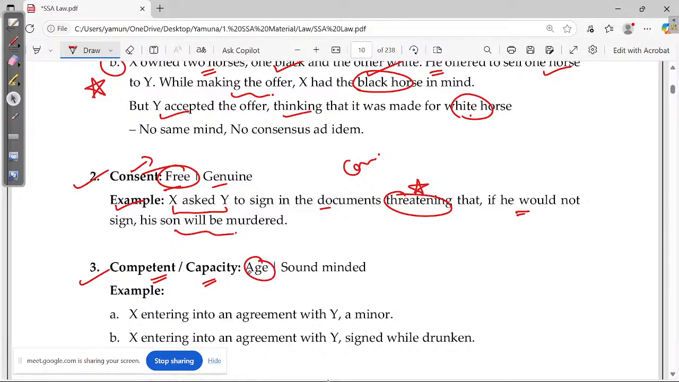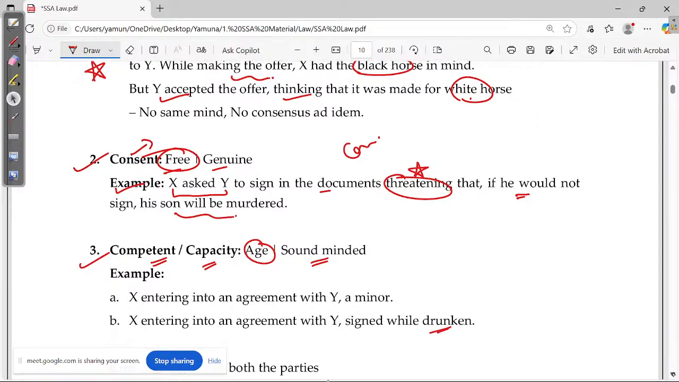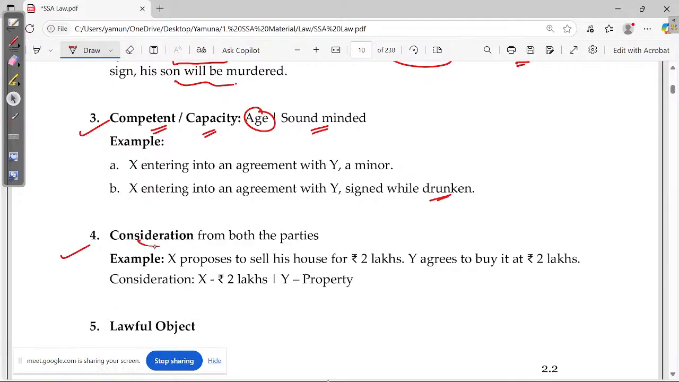Third, competence or capacity. A minor cannot enter; it should be a major, that is, one who has attained the age of majority. And sound-minded: a drunken person and others cannot enter. Again, we have a separate topic, we'll read that later. Fourth, consideration should be there and it should be from both the parties.